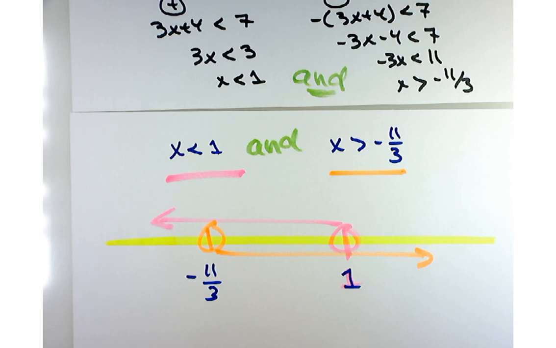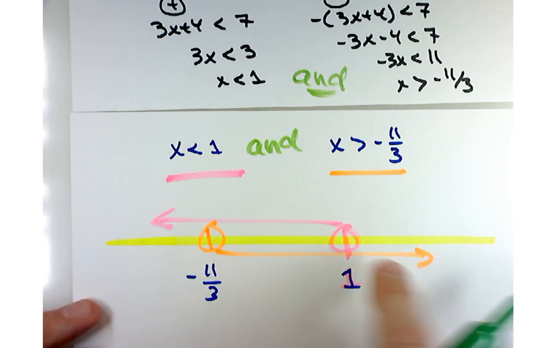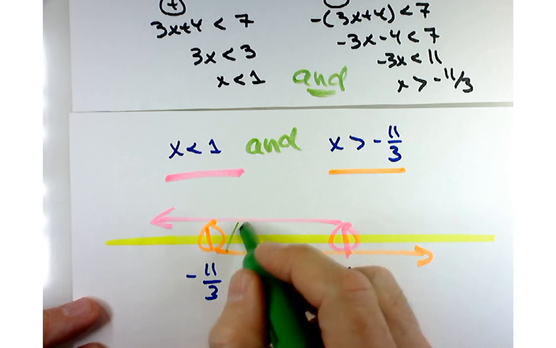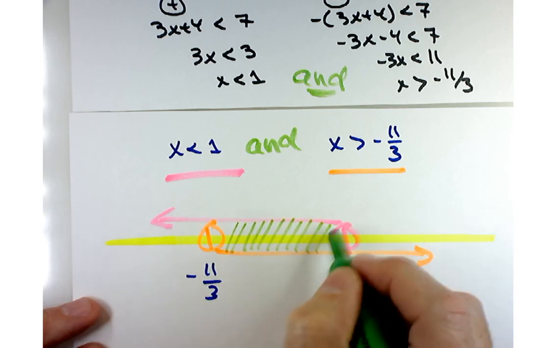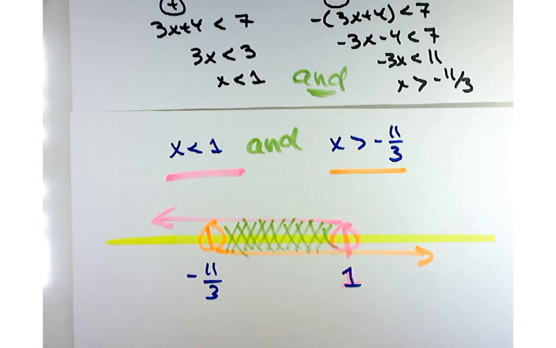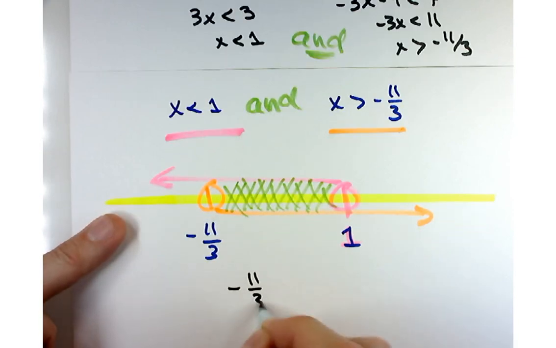But because I'm looking for an intersection, what's my actual final answer here? Is it like everything? Do these intersect everywhere? No. Is it just to the right of 1 or to the left of? In between. Ah, you're looking for where they overlap, and they overlap here. So it's the in-between part. It's negative 11 thirds to 1.